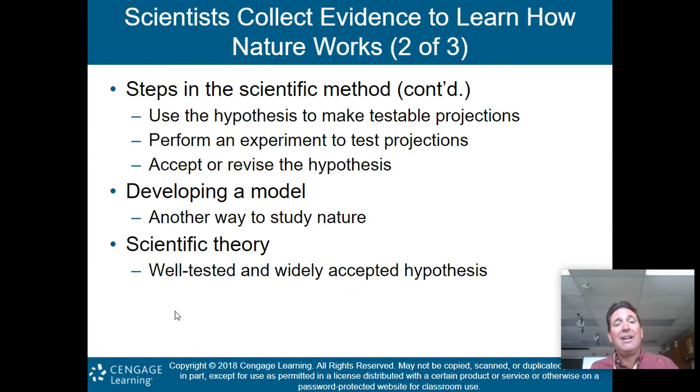We'll then revise it, and over the course of doing this over and over again, we end up developing a model and then a scientific theory. A model is another way to study nature, and a scientific theory is a well-tested and widely accepted hypothesis. Now, scientific theories are always in flux, okay? Many of them sometimes change because of new instruments or new technology that allows us to find new observations and new measurements, which then change the hypothesis.